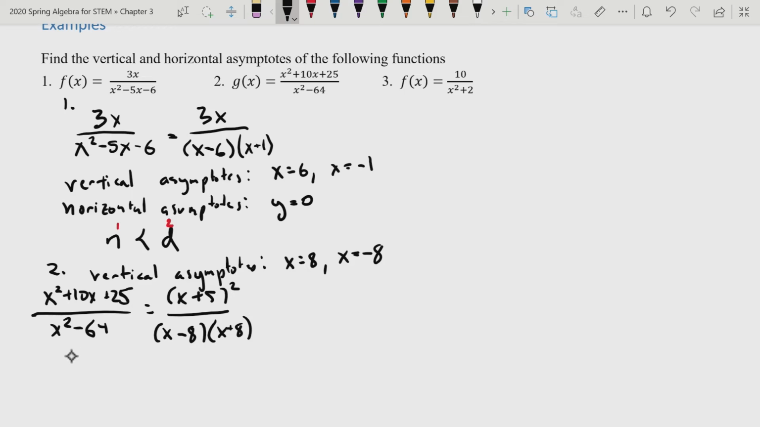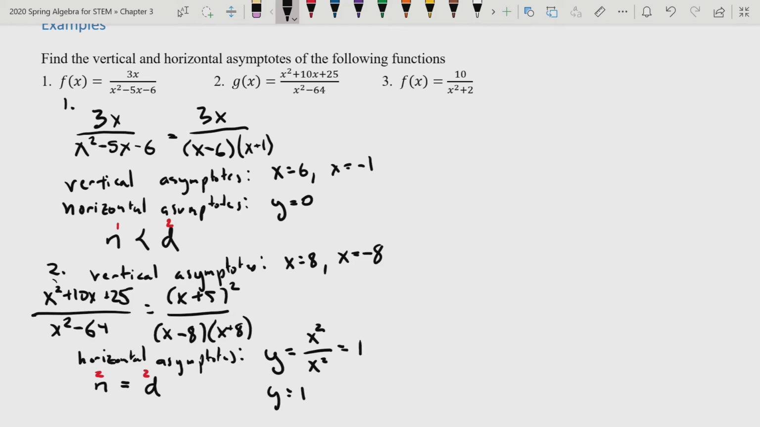For the horizontal asymptotes, we again look at the degree of the numerator and the degree of the denominator. In this case, the degree of the numerator is 2, and the degree of the denominator is also 2. Since these are equal, the horizontal asymptote is the line y equals the first term of the numerator divided by the first term of the denominator, which is 1. So it is the line y equals 1. Again, asymptotes are lines, so we're giving equations of lines.